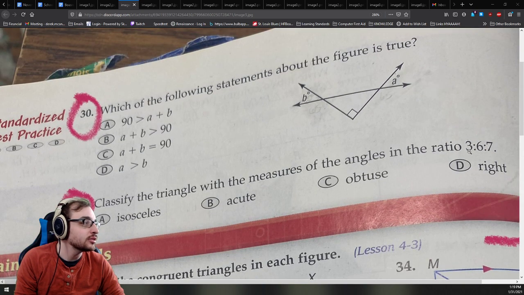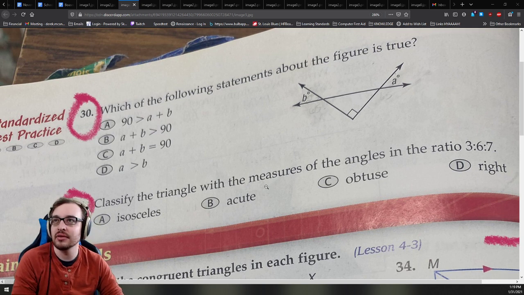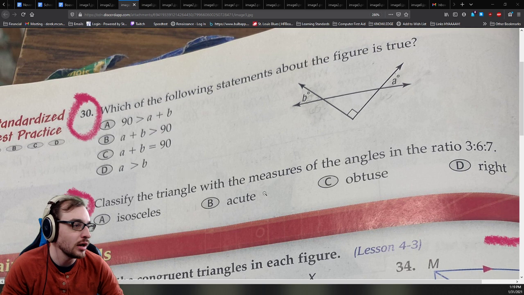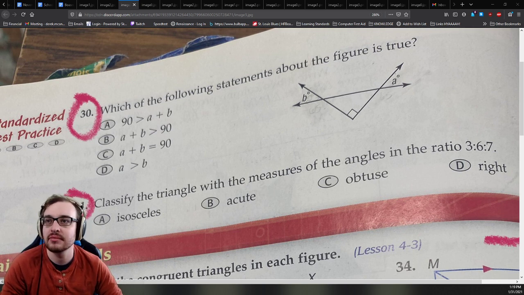Classify a triangle with measures of angles of ratio 3 to 6 to 7. I'm going to skip that one. I did a video on that earlier when I did stuff with Olivia. I don't think you're going to see it, so I'm just going to skip over it. It's a good question, but not that interesting. I thought this one was more interesting. We know B and A have to add up to 90. Have to.